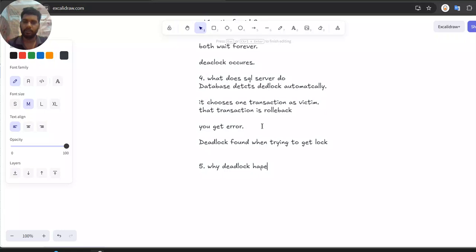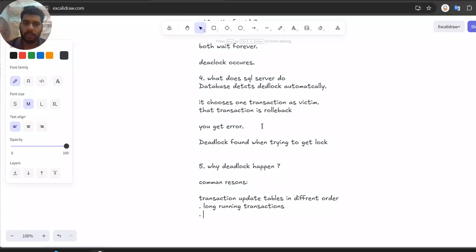So why does deadlock happen? Common reasons are transactions updating tables in a different order, long running transactions, missing indexes, high concurrency, and poor query design.